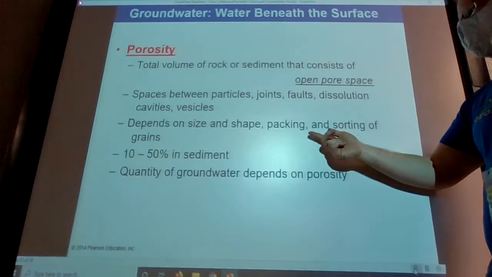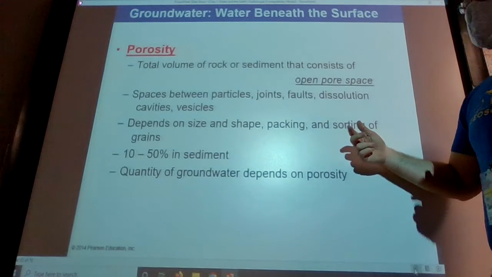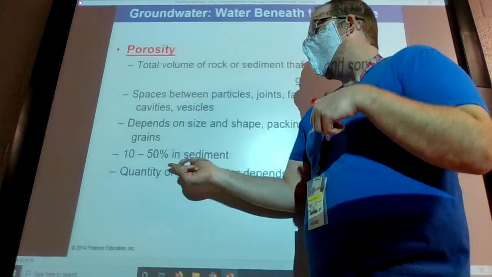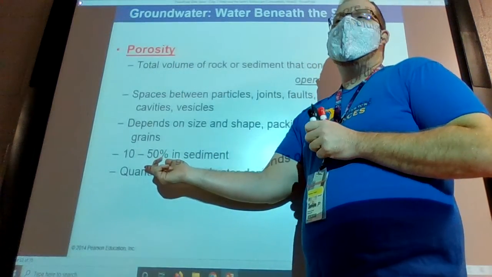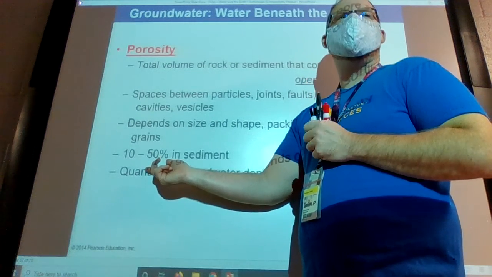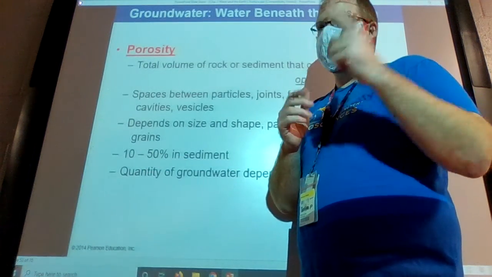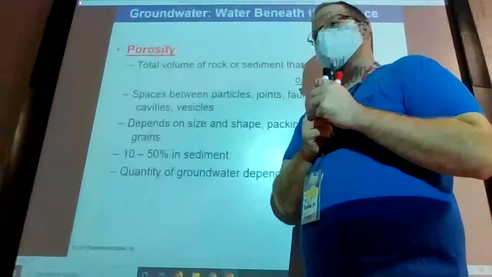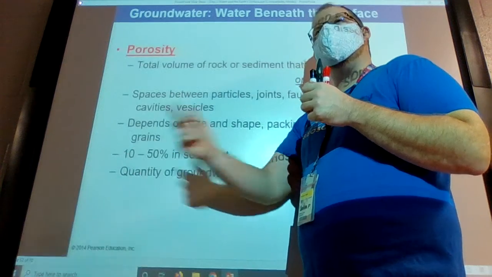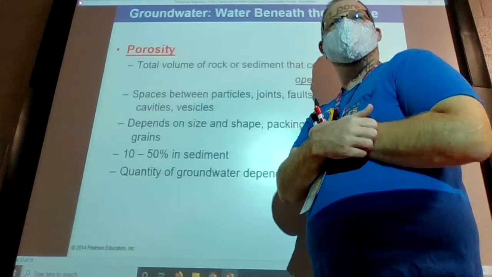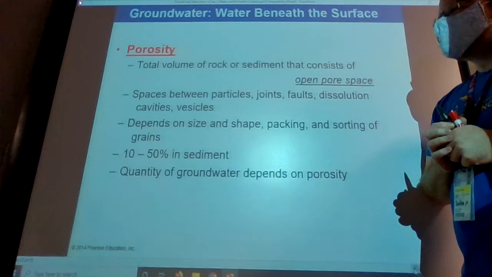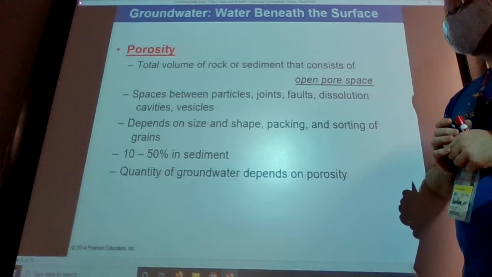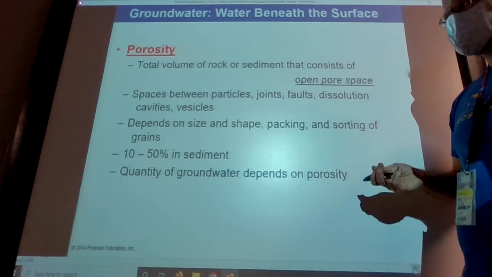It depends on the size and the shape and the packing and the sorting of grains. Roughly, you can have 10 to 50% porosity in sediments. I would tell you 50% is really high. If you have a rock that has 50% porosity and there's either water or oil in it, you probably have something that's very valuable there. 10, 20% is pretty good. You can make some money off of that. And the quantity of groundwater depends on the porosity, how much you have.